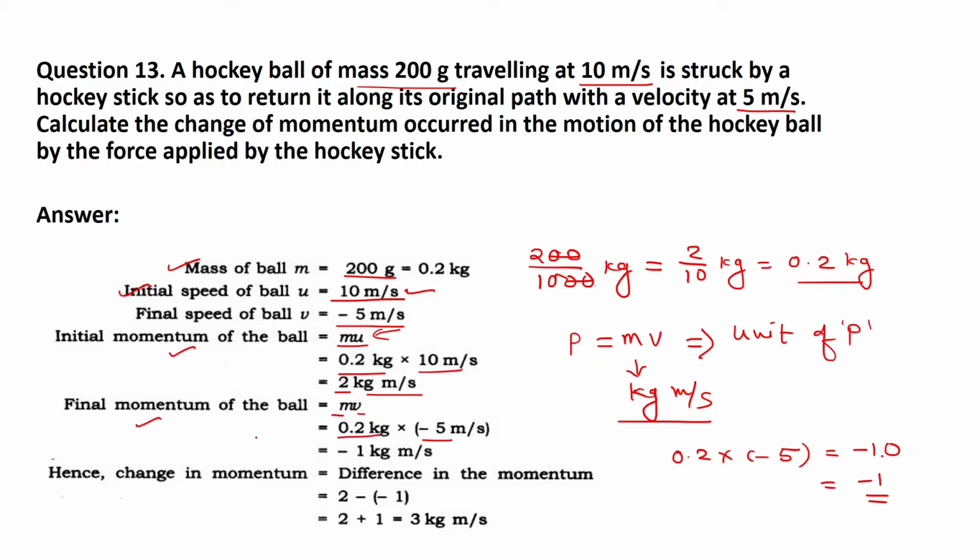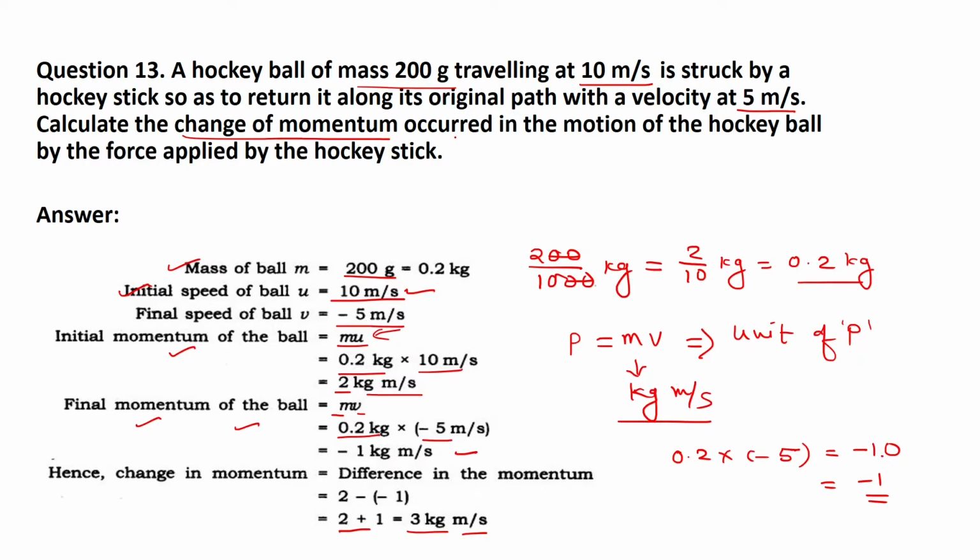Here again we will use the change in momentum. So change in momentum will be the difference in the momentum. So the momentum 2 kg meter per second minus this minus 1. We can also take the difference here like this. So 2 minus of minus 1 will be plus 3, that is 3 kg meter per second. So this will be the change in momentum. So change in momentum can be determined simply by taking the difference of the momentum, that is initial momentum and final momentum. Let's move to the next question.